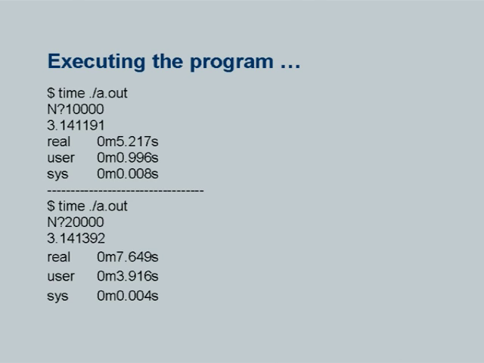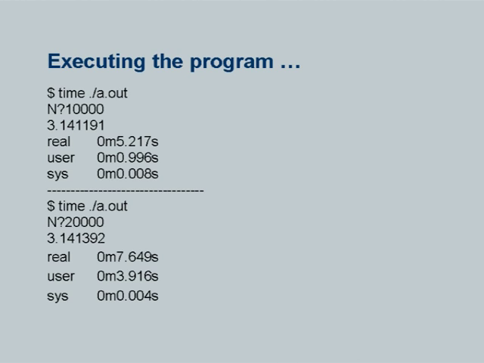From now on, we will concentrate only on the user time, because as I said, that is the time which represents the execution time of my program, really. Here I observe that it is 0.996 seconds or almost 1 second for 10,000 value of n. When I double the value, n is 20,000, then the user time becomes 3.916 seconds or almost 4 seconds.